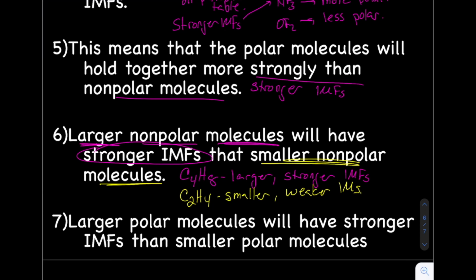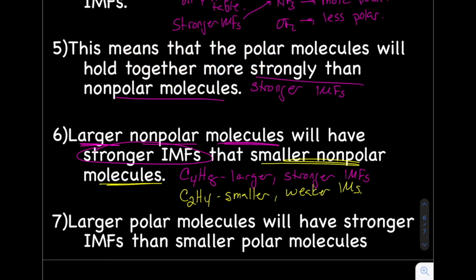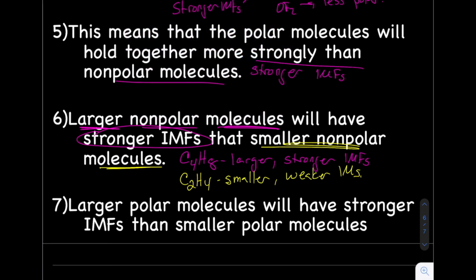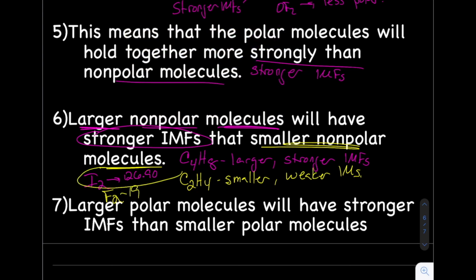Let's try one more. Let's say I had I2 versus F2. In this case, I2 and F2 both have the same number of atoms, but I2 is a bigger molecule because I is bigger. It has a mass of 126.9, whereas F has a mass of 19. So I2 is bigger, so it also will have stronger IMFs.